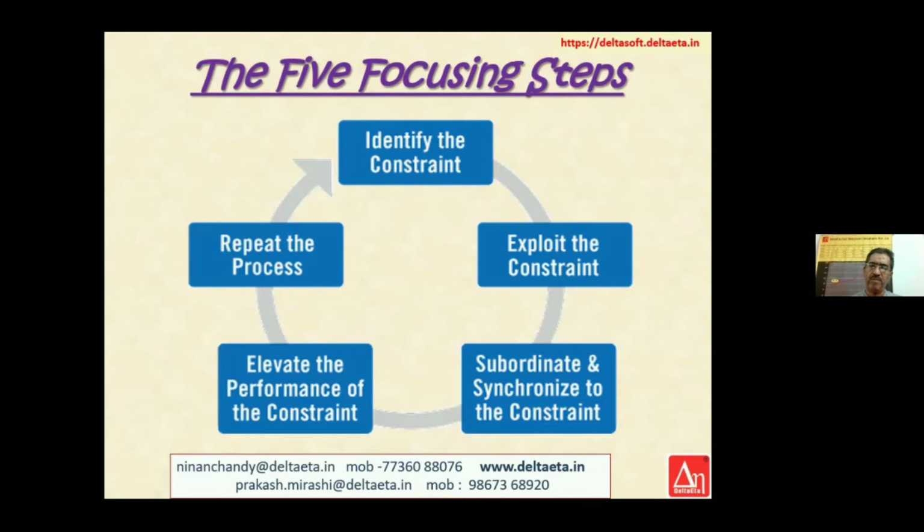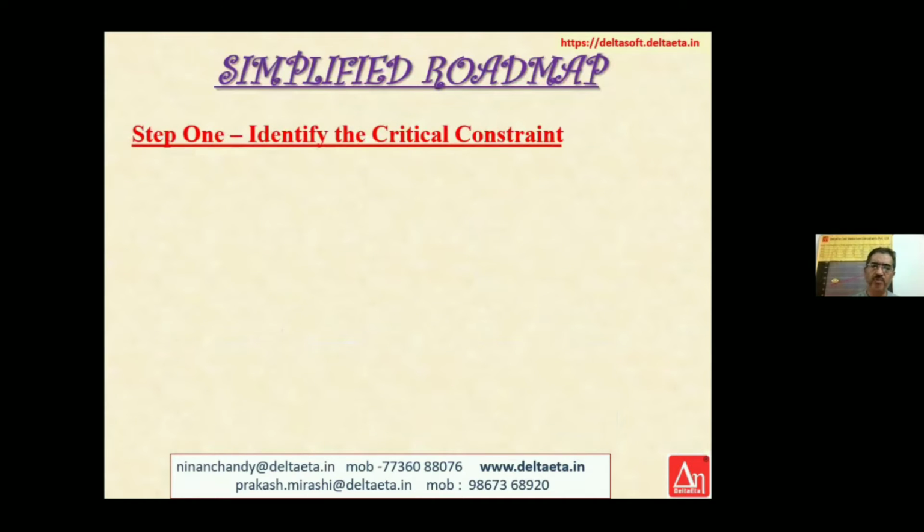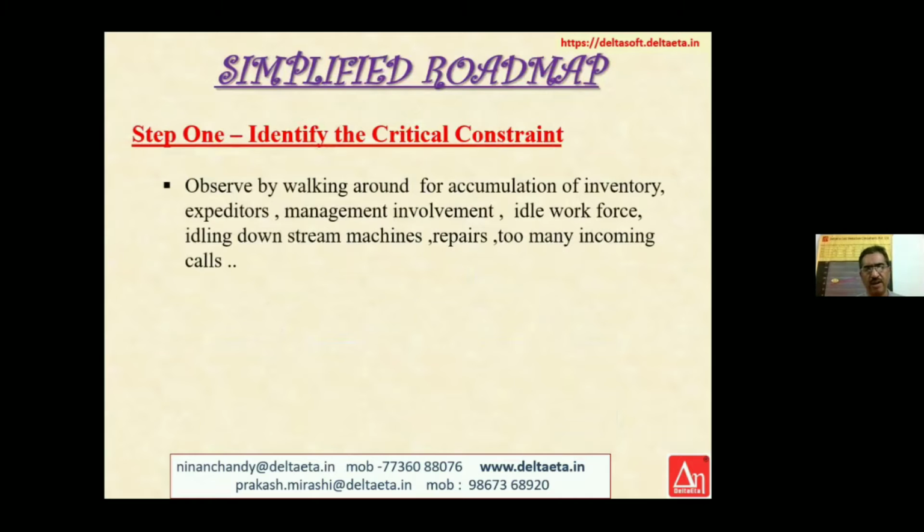So again, I repeat the 5 steps. Identify the constraint, exploit the constraint, subordinate and synchronize to the constraint, elevate the performance of the constraint, repeat the process. A simplified roadmap for this: first step, identify the constraint. You just look for accumulated inventory, expediters, management involvement, idling workforce. Let's say there is a constraint of a machine breakdown, a regular happening, then that concerned workforce will be idle and you will find the maintenance people working there. So this is a constraint again.